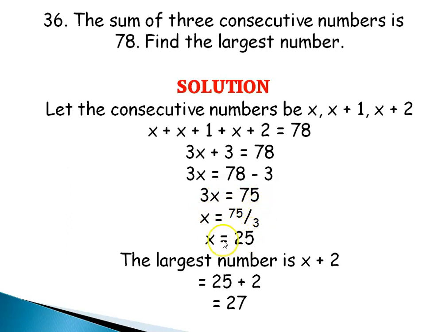Is that taken? So x is 25 and then the largest number is x plus 2, 25 plus 2. So the largest number will be 25 plus 2, and that is 27. Is that taken? So this is the value of the largest number.